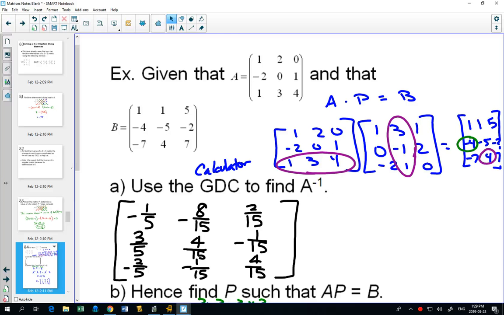But let's see if it works now. Yes, it does match up now. So if you're checking and you write the numbers down wrong, it's a good chance that it won't work out for you.